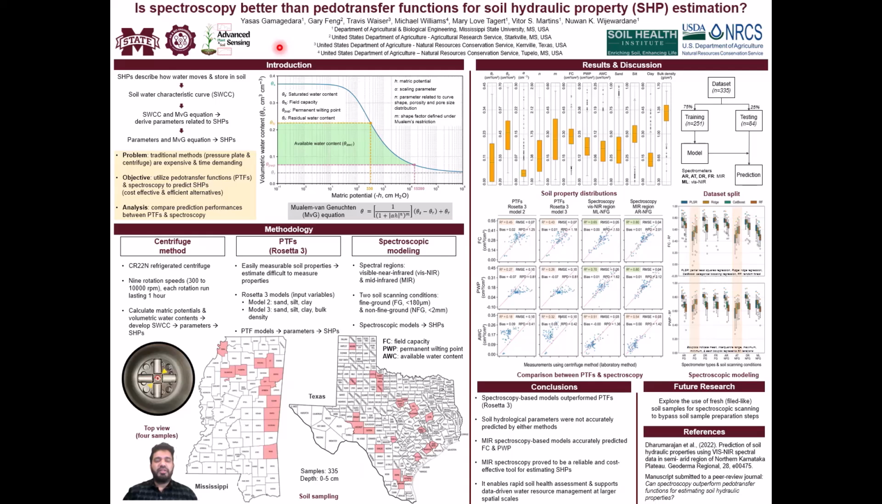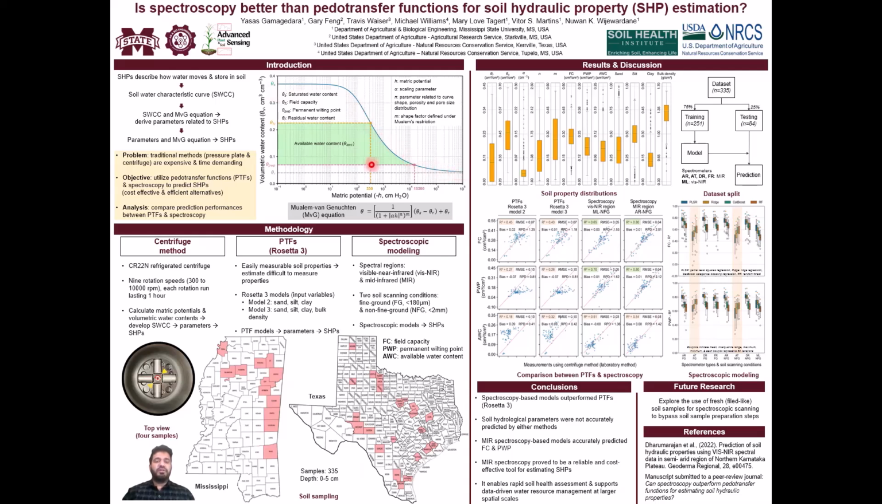Soil hydraulic properties describe how water moves and is stored in soil. We can understand that by using the soil water characteristic curve. This curve describes how water is held and released from fully saturated to completely dry conditions.